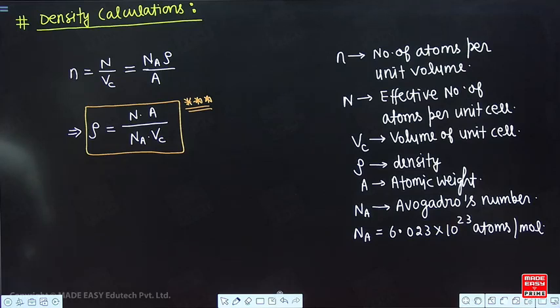Shall I go for the numerical problem? Yes, let us do a numerical question.